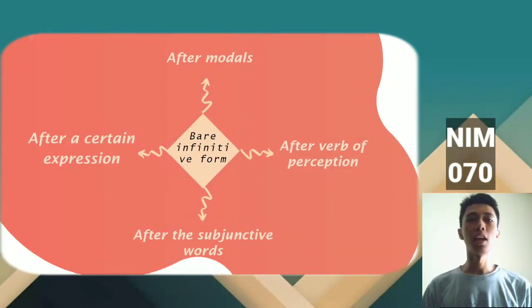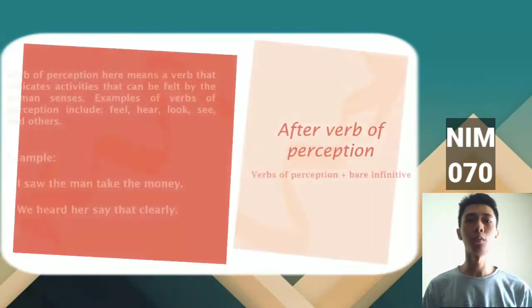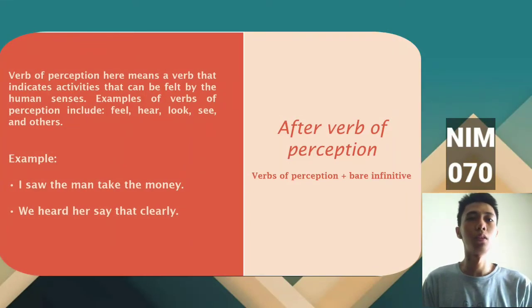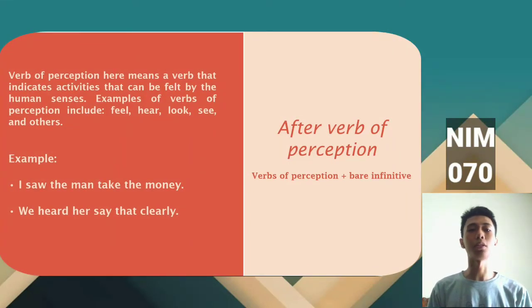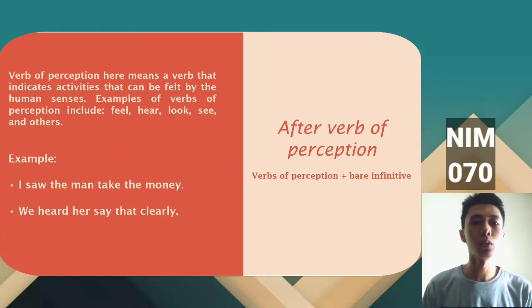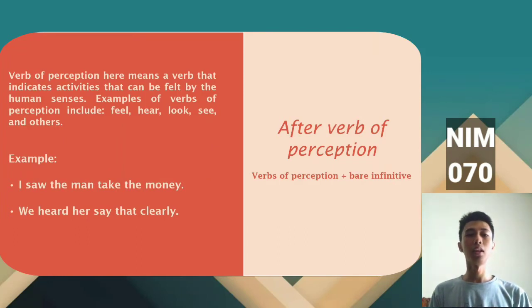The second way is after verbs of perception, with the general formula verb of perception plus bare infinitive. So what is a verb of perception? A verb of perception is a word that indicates something that can be felt by human senses, such as hear, see, touch, smell, something like that. So if there are verbs like that, they must be followed by a bare infinitive.